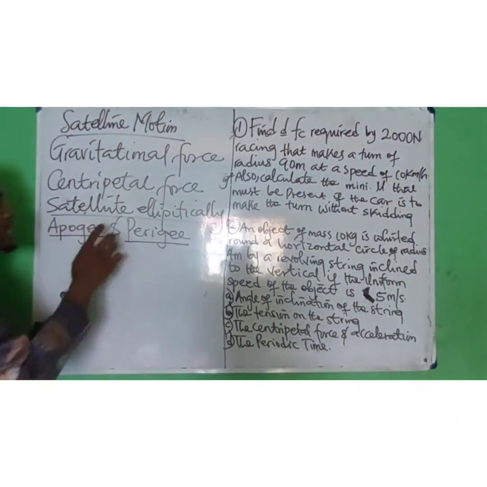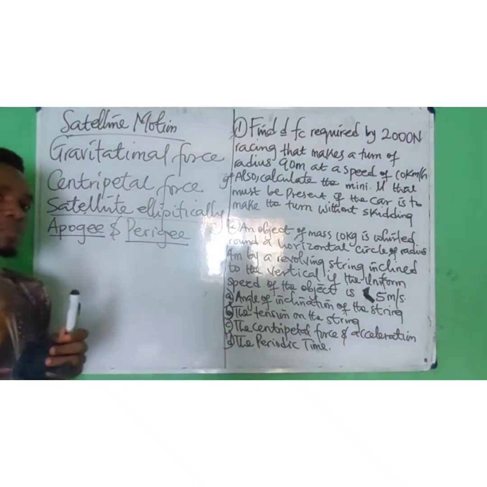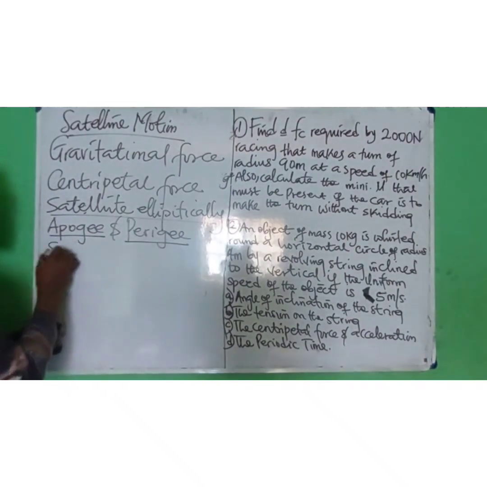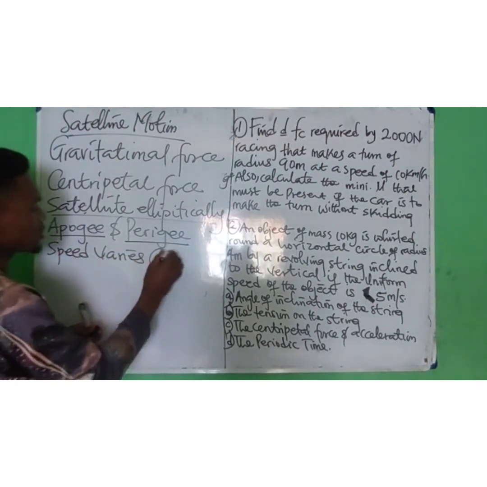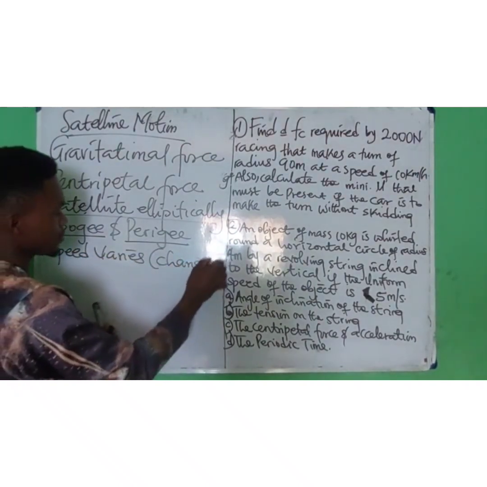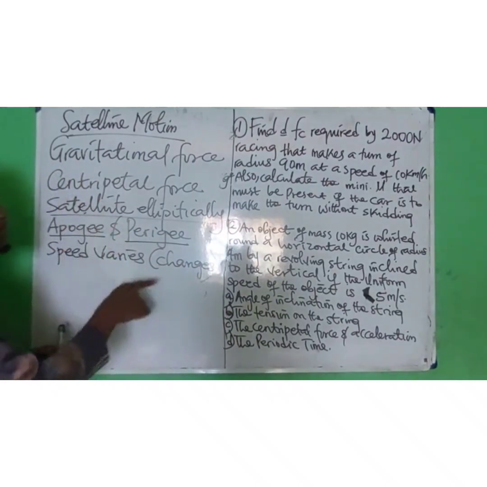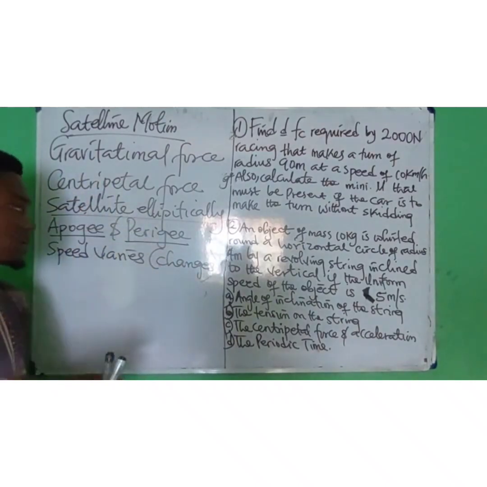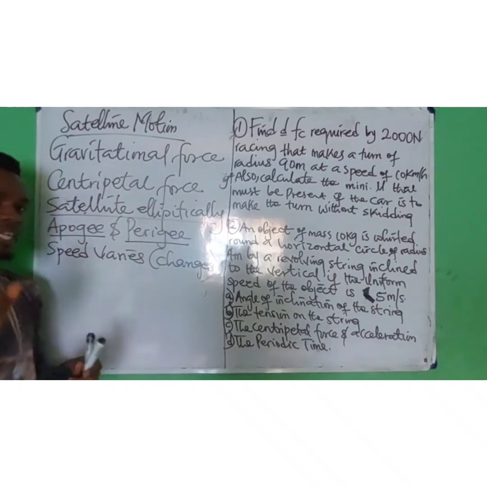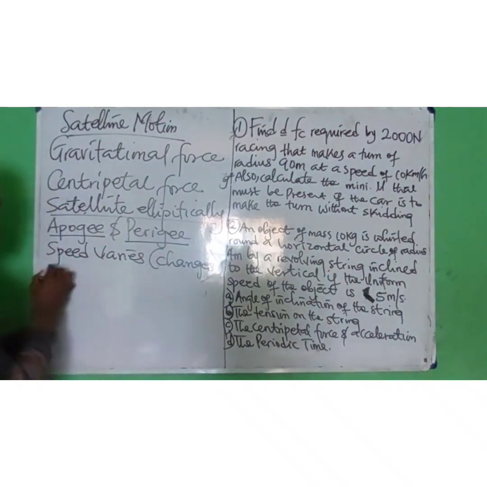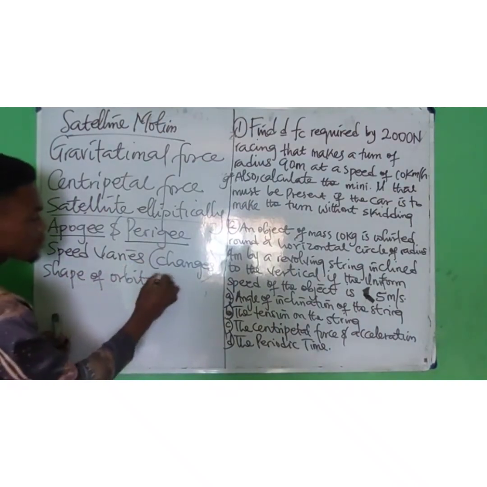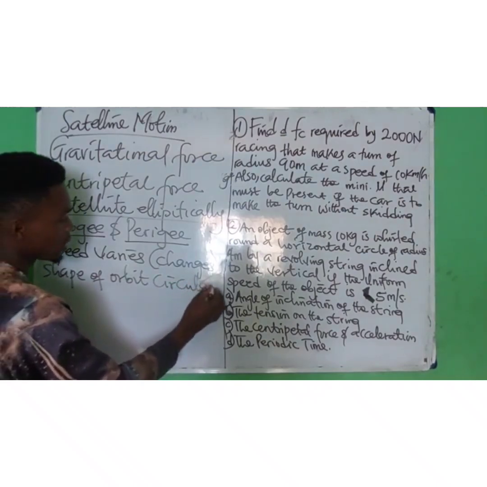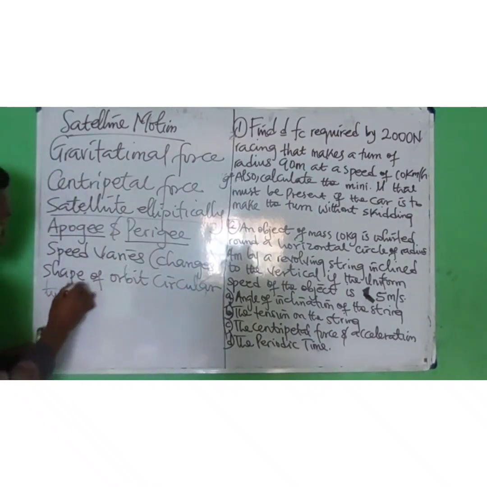Therefore, if a satellite rotates elliptically, please take note, the speed varies. The speed what? Varies. That is, it changes. As the satellite begins to rotate elliptically, the speed changes. It therefore means that the shape of the orbit changes from circular to elliptical.